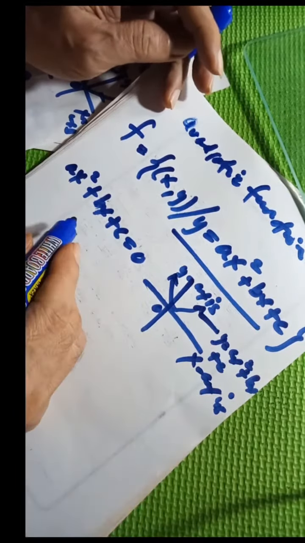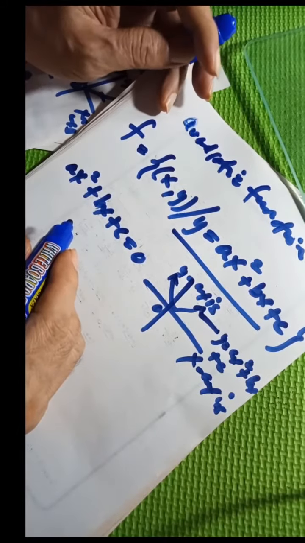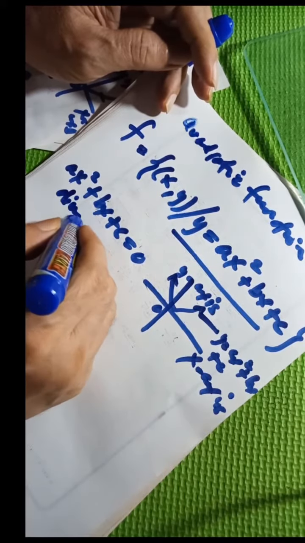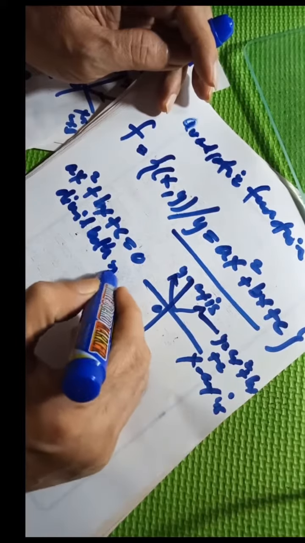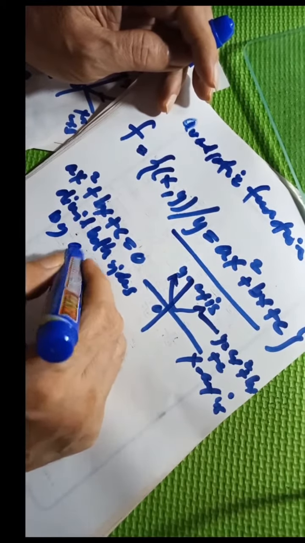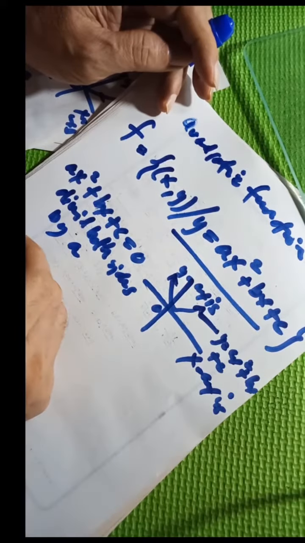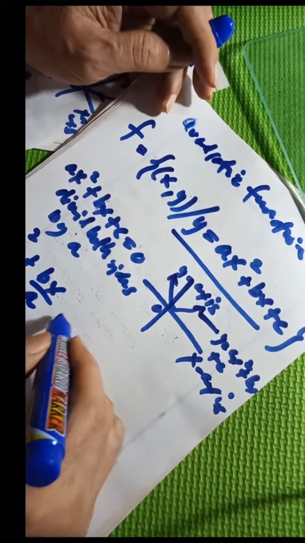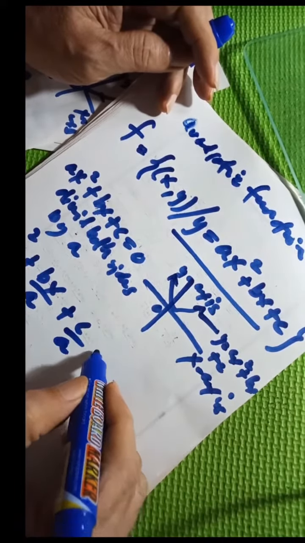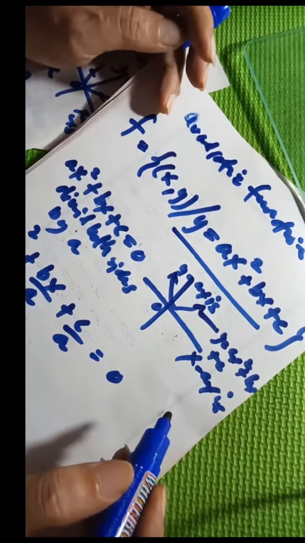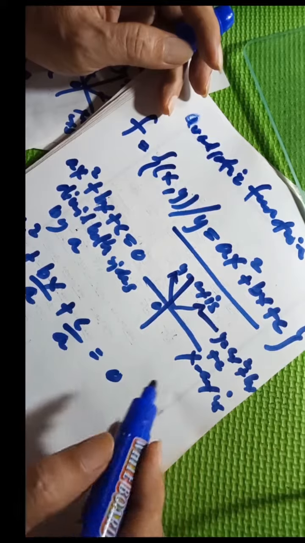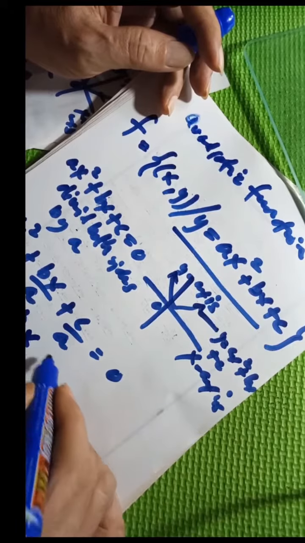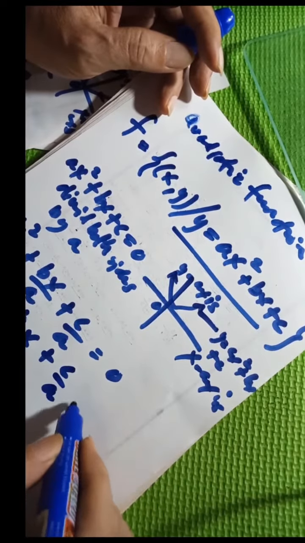Then from this equation, we divide both sides by a. So the equation becomes ax squared divided by a plus bx divided by a plus c divided by a equals 0. Okay, by simplifying this, we have x squared plus b over a x plus c over a equals 0.